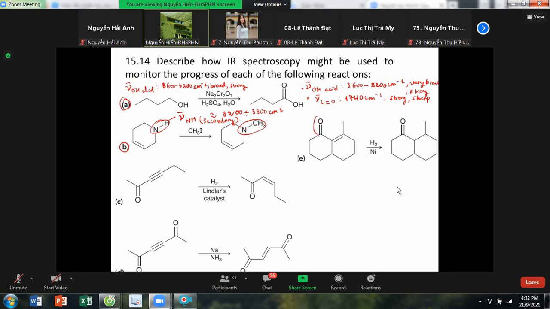In this case, in C, you have a triple bond. You reduce this with a catalyst, and then you have a double bond. So the triple bond will have a signal at about 2100. I think it is weak and sharp. Why, in the product, do you have a C triple bond?